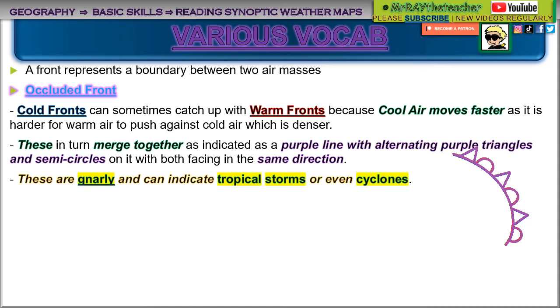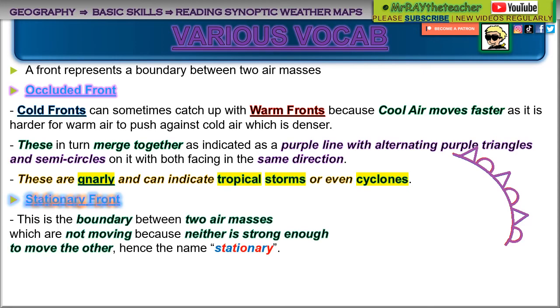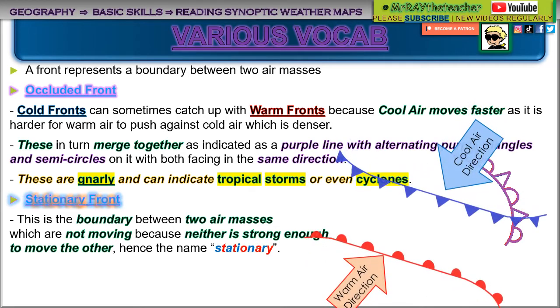These are gnarly and they can indicate tropical storms or even cyclones. And there's your stationary front. This is the boundary between two air masses which are not moving because neither is strong enough to move the other. Hence the name stationary. See here, the red and blue hasn't merged to purple. Think of it as an arm wrestle between two winds, one cold front, one warm front, and neither's winning.